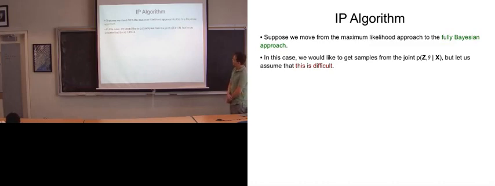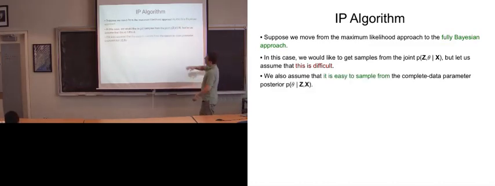But let's suppose that you're moving from the maximum likelihood approach to the fully Bayesian approach. So we'd like to get samples from the joint posterior. So let's say not just samples from the latent variables, but we also want to get samples from the full posterior distribution of the latent variables as well as parameters. But this is difficult, because latent variables and parameters are typically coupled together.